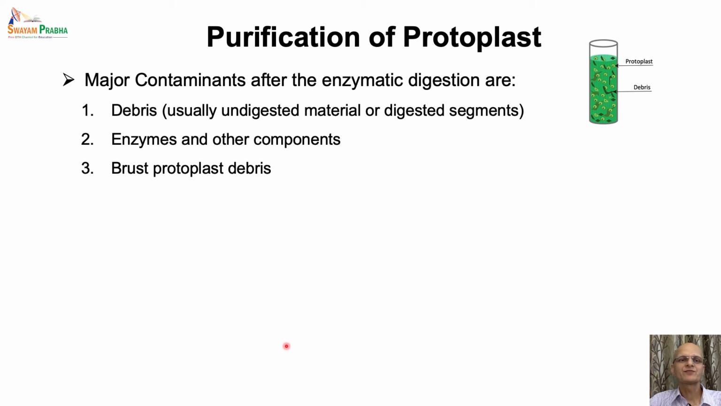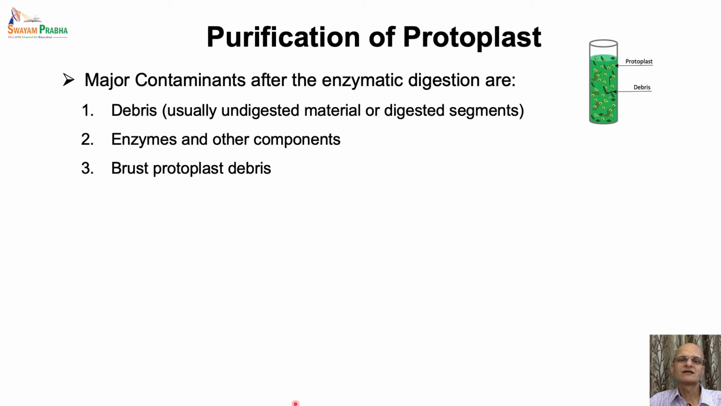So next is the purification of the protoplast. Now, after the tissue is digested with the required enzymes, that is the pectinases and cellulases, in addition to the protoplast, the solution mixture may contain lots of debris like undigested leftover materials or undigested cells, digested segments or remains of the broken protoplasts, and enzymes and other components used for the digestion reaction.